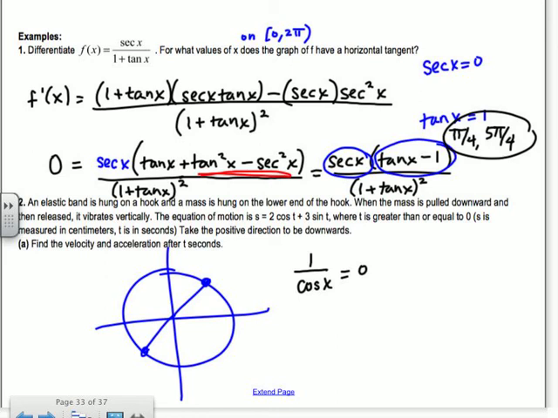It doesn't happen. Do you guys see? Doesn't happen. So nothing comes from there. So it's only at pi over 4 and 5 pi over 4.